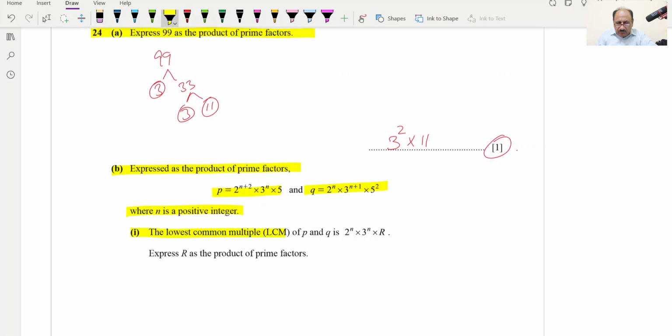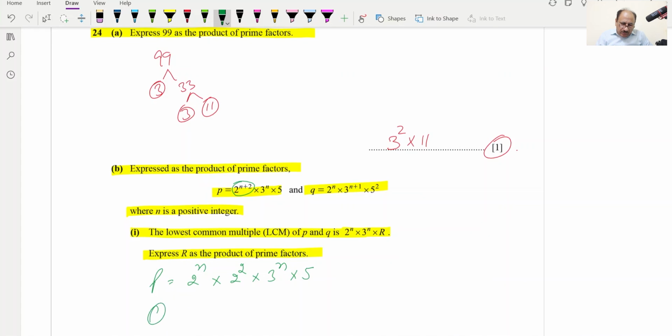The lowest common multiple, LCM, of P and Q is this one. Express R as the product of prime factors. Now P and Q, if we write P and Q over here, P is given, which I will rewrite: 2 raised to the power n plus 2 as 2 raised to the power n into 2 raised to the power 2, and multiply by 3 raised to the power n, multiply by 5.